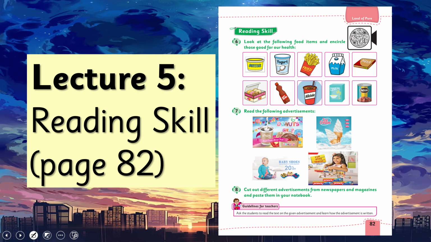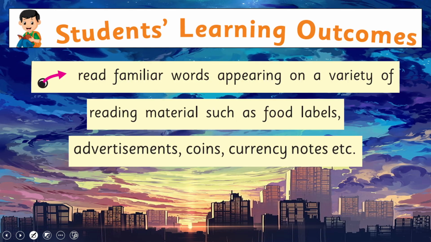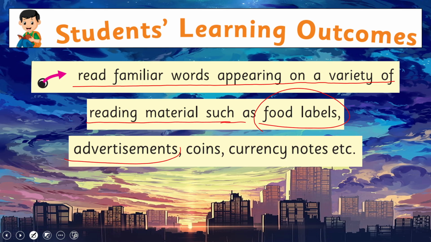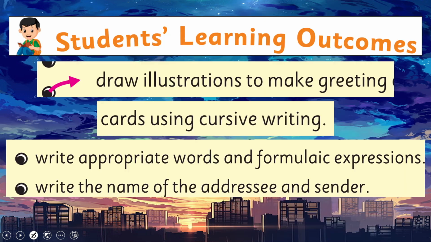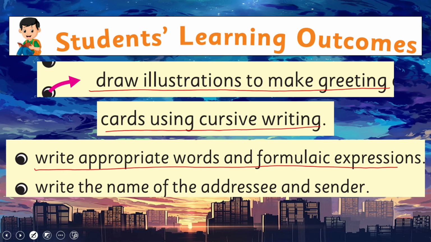In lecture 5, under the title of reading skill, we'll learn how to read advertisements and food labels and we'll cover the SLO to read familiar words appearing on a variety of reading material such as food labels, advertisements, coin and currency note we have already done. So our focus will be food labels and advertisements. Lecture 6, we'll learn how to make a greeting card and we'll cover the SLO, draw illustration to make greeting cards using cursive writing, write appropriate words and formulaic expressions, write the name of the addressee and sender.